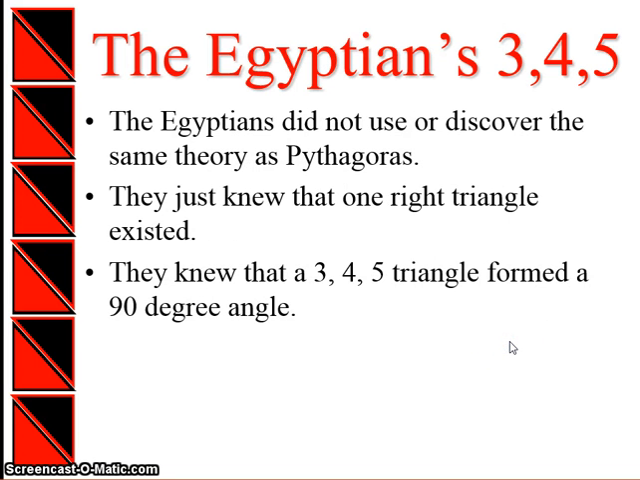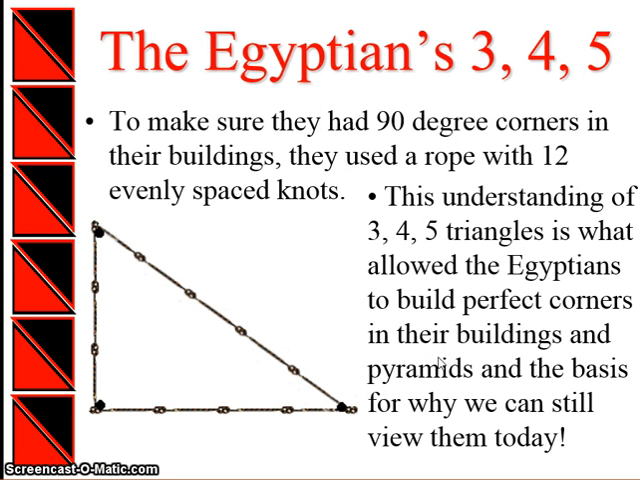Now, the Egyptians did not use or discover the Pythagorean theorem. They did not even realize what Pythagoras found. What the Egyptians knew was that there was one right triangle that existed. As a matter of fact, they thought that the 3, 4, 5 triangle was the only way to form a right angle, which was not true. Okay? But it did help them build their buildings very sturdy.